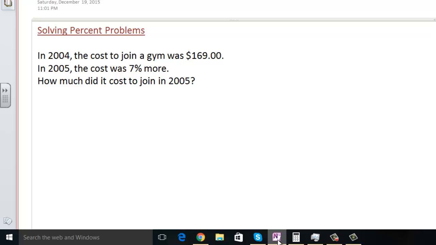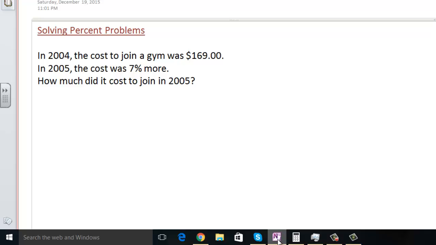So the first problem is saying in 2004, the cost to join a gym was $169. In 2005, the cost was 7% more. How much did it cost to join in 2005?